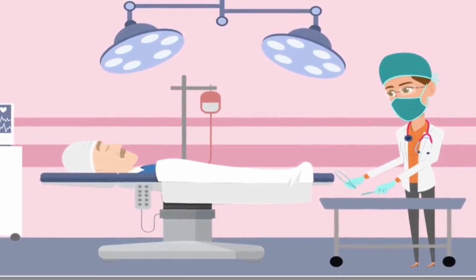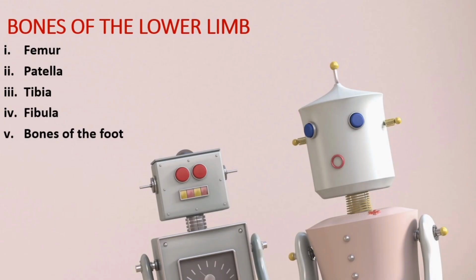Without further ado, let's dive into today's topic: the bones of the lower limb. They include the femur, the patella, the tibia, the fibula and finally the bones of the foot. So let's break them down one by one.